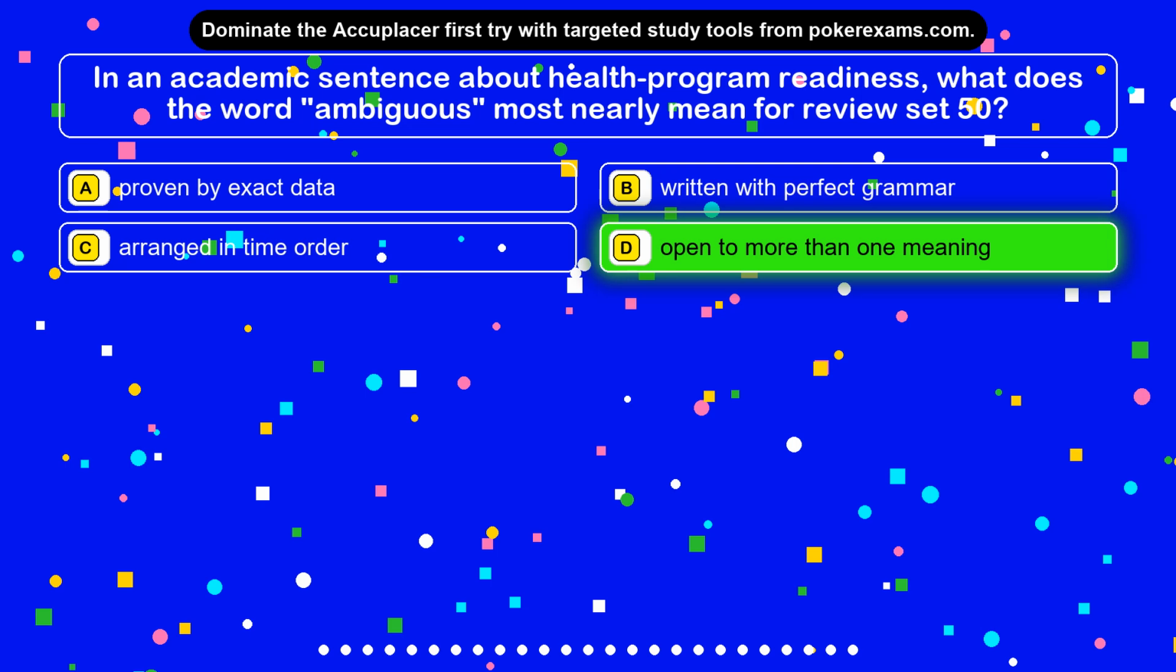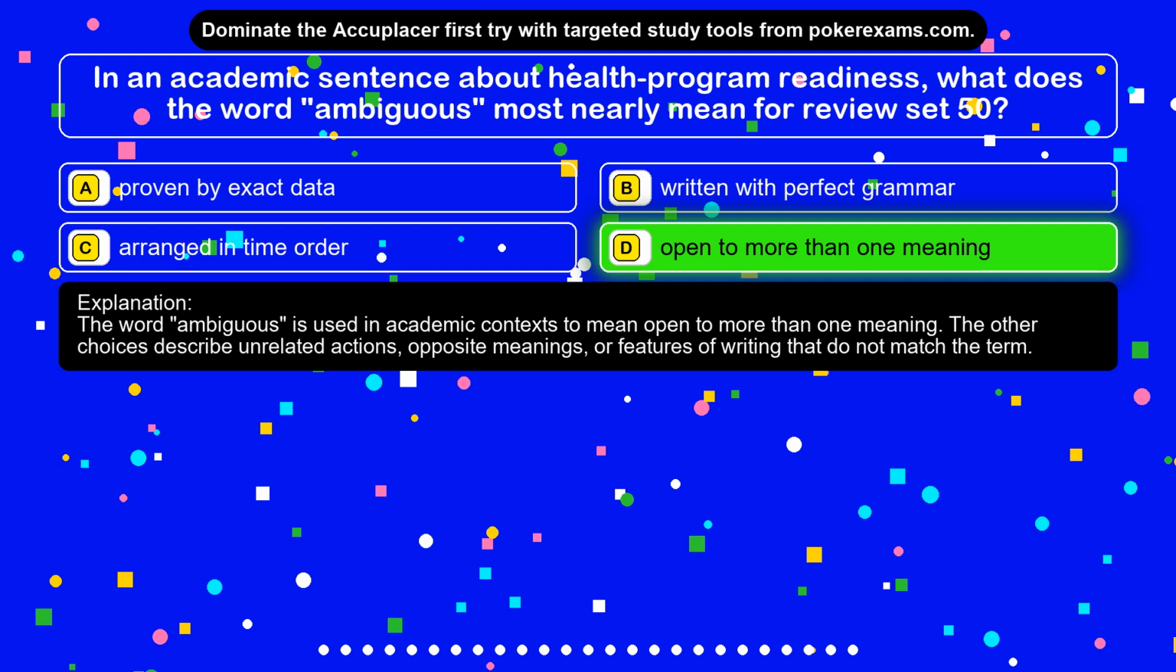The correct answer is option D, open to more than one meaning. The word ambiguous is used in academic contexts to mean open to more than one meaning. The other choices describe unrelated actions, opposite meanings, or features of writing that do not match the term.